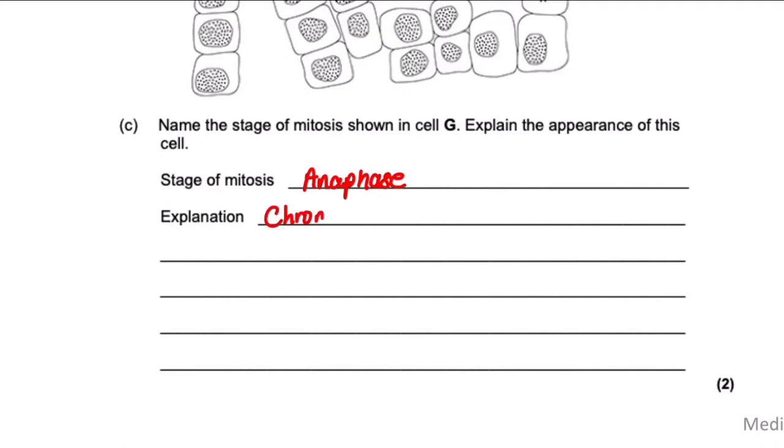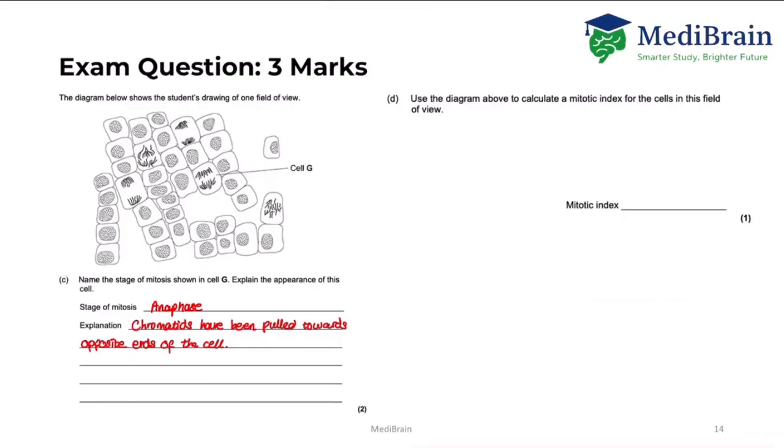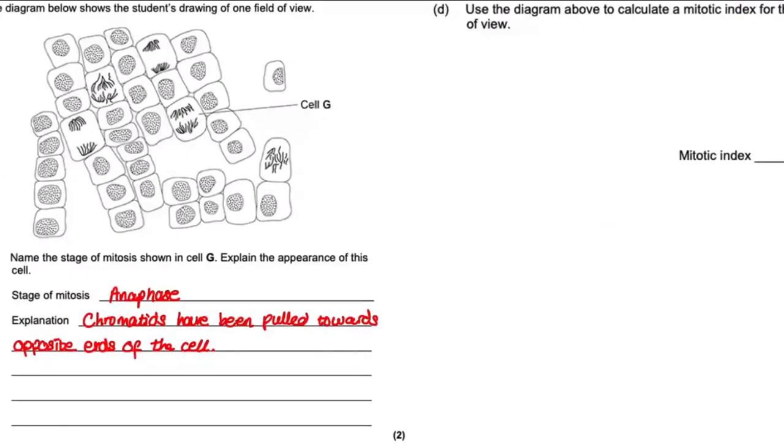Explanation would be just that the chromatids have been pulled towards opposite ends of the cell. Okay, and then it says use the diagram above to calculate the mitotic index for the cells in this field of view. So remember, I said step 1, count the number of cells that you can see.